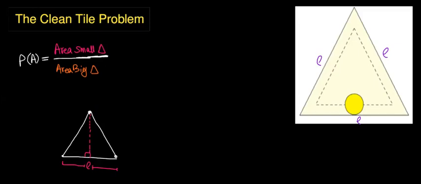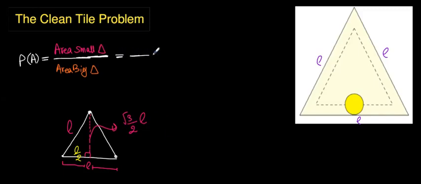So the height of one equilateral triangle must also be a median. So here should be half L. And here we know that it is again L. So how much is it based on Pythagoras theorem? It should be equal to this.